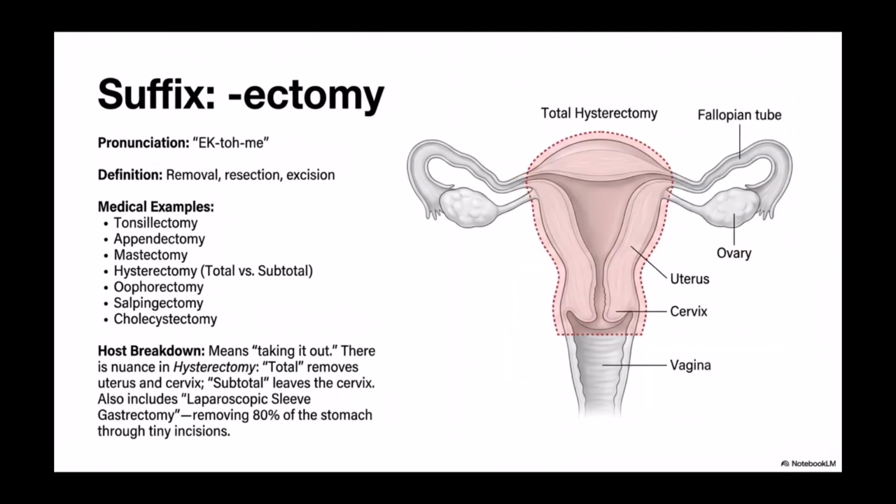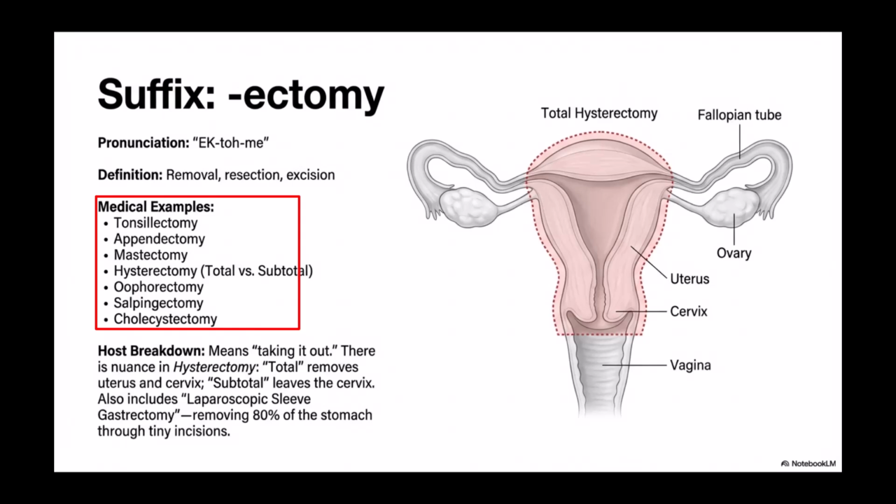Okay. Next is ectomy. Removal, excision. We are taking something out. So we have the classics: tonsillectomy, appendectomy. But the text has a gynecological set that's really important. Yes, a hysterectomy is removal of the uterus. And the text specifies a total hysterectomy removes the uterus and cervix, while a subtotal leaves the cervix.